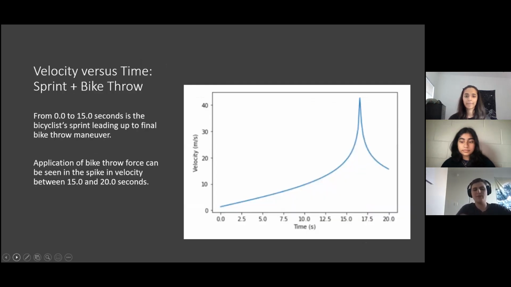Also, we were able to produce a plot of the velocity versus time in Python. And we can see that there's a noticeable spike in the velocity when the bike throw is applied, which is basically what we'd expect to see given our parameters of the model. This graph helps us understand the behavior of our solution and also helps us look at some key facts about the timing of the bike throw. Next slide.